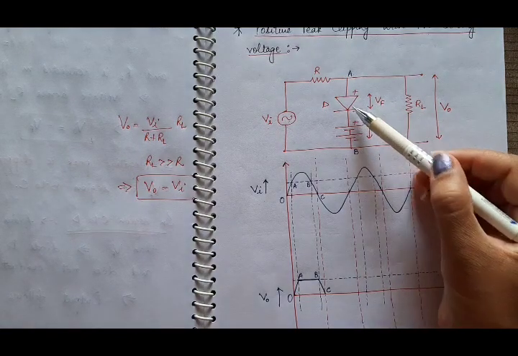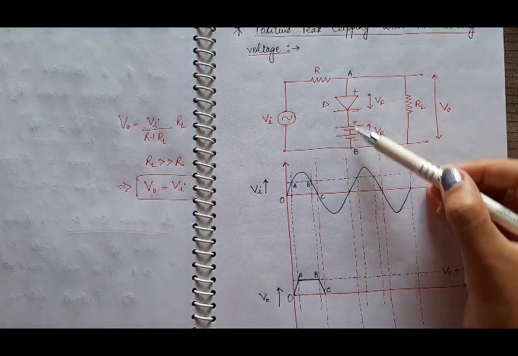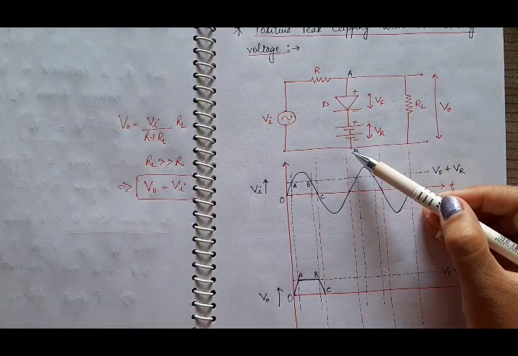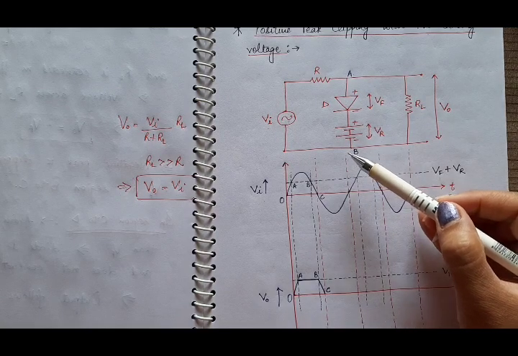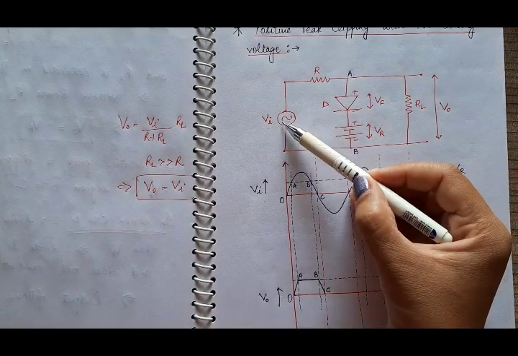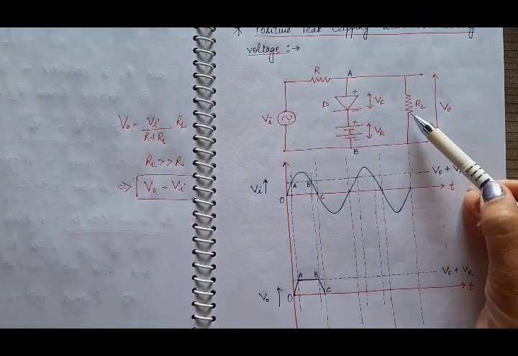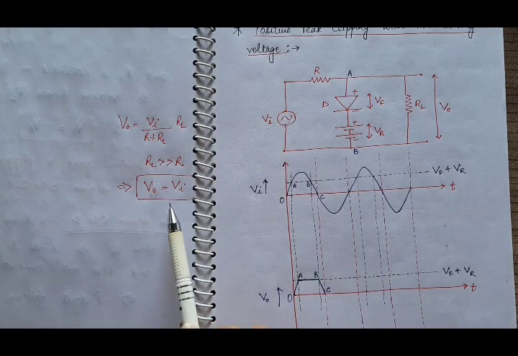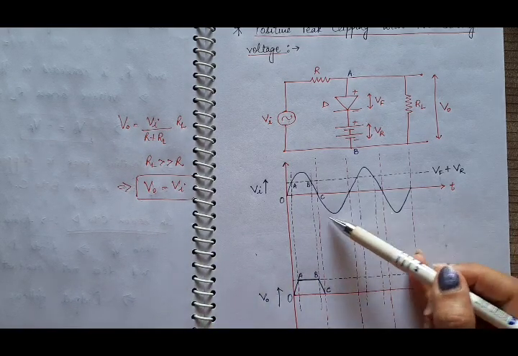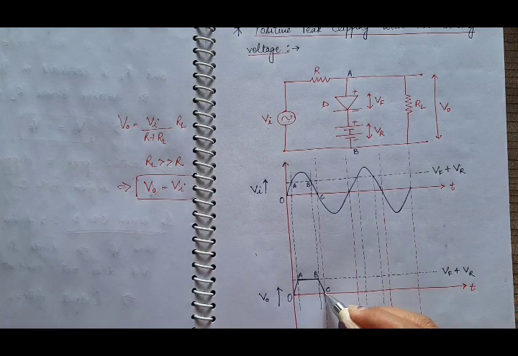So it will not conduct and it will not allow any current to flow through AB during the whole negative half cycle. It will act like it is not connected in the circuit. There is no diode connected in the circuit. So because of this Vi, the current will flow through R and RL. So our output will be Vo equal to Vi, meaning there will be no clipping during this whole negative half cycle. Our output will follow input. So our output will be like this.